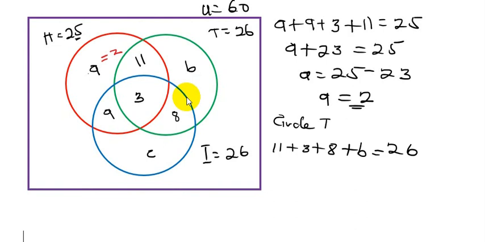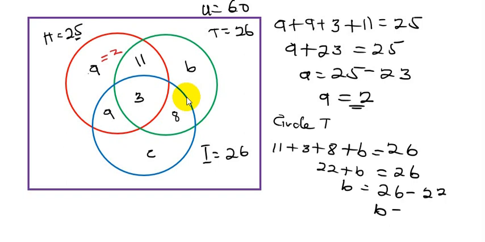Now 11 plus 3 will give us 14. 14 plus 8 is going to give us 22. We're going to get 22 plus B being equal to 26. Then I'm going to get B being equal to 26 minus 22. So B will give us 4.